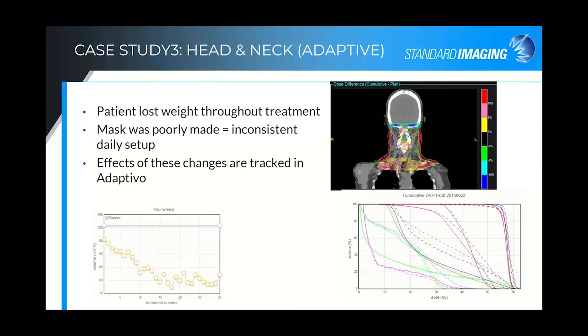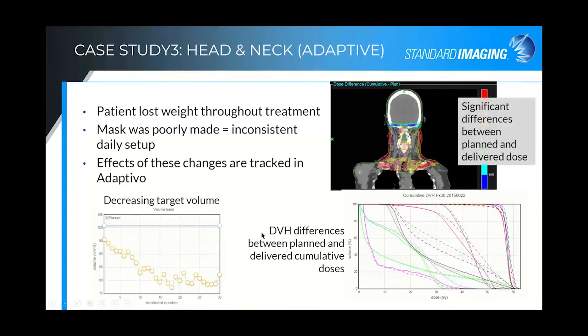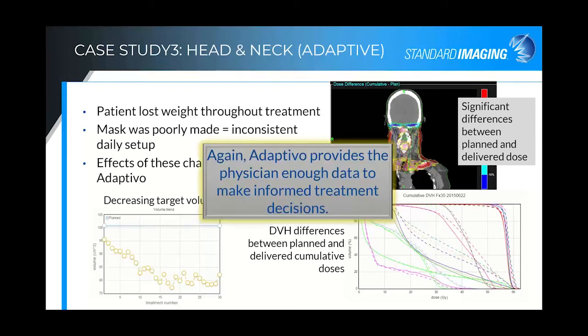The effects of these changes are tracked in Adaptivo, with the lower left graph showing decreasing target volume as a function of the delivered fraction. Significant dose differences between the planned and cumulative delivered dose can be viewed in the dose difference map in the upper right corner. The lower right corner shows the DVH differences between planned and delivered cumulative dose. Again, in this case, Adaptivo provides the information needed by the physician to make informed treatment decisions.